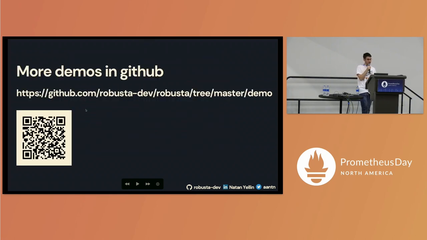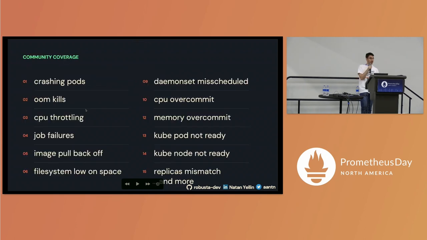We have more demos and demo scenarios, where you just run kubectl apply to your cluster, and then you can see this stuff in action. We have more stuff in Git, and please also feel free to reach out and suggest stuff. We have coverage for a bunch of things out of the box already, like DaemonSet scheduled alerts, CPU overcommit, KubePodNotReady, different node issues, job failures, CPU throttling, file system out of disk space, and ImagePullBackOff. We have coverage for a bunch of different things, and we're constantly trying to build that out.